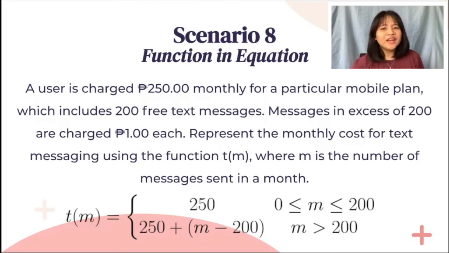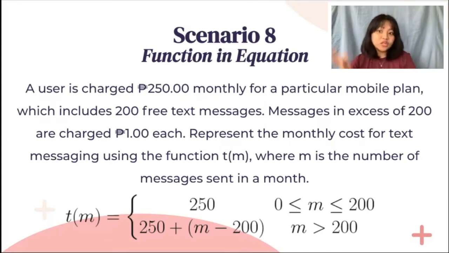So, our correct answer is this function. T of M equals 250 sa first part, and then sa baba naman, 250 plus M minus 200. So, if your text messages is within 0 to 200, o kaya 0 hanggang 200, ang babayaran mo ay 250 pesos lang. Pero pag sumobra ka na sa 200, ang babayaran mo, 250 plus piso bawat excess.